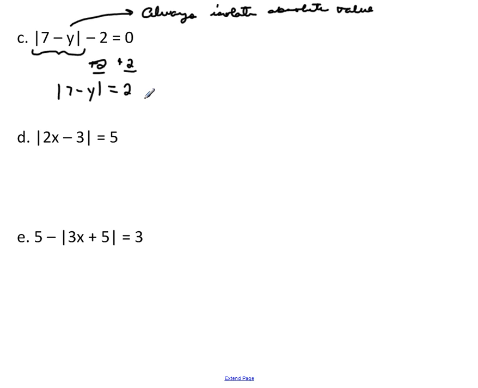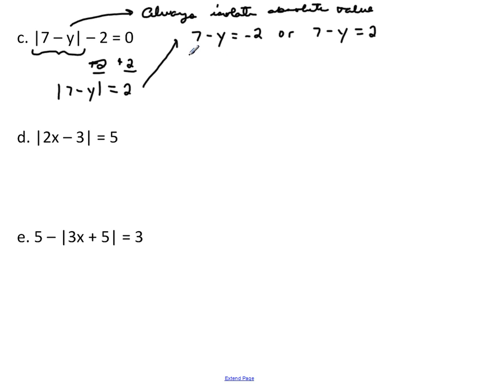Well, now this is a simple absolute value equation, much of the same that we use. So we apply our rule. We take whatever's inside the absolute value bracket and set it equal to either the negative of the number on the other side. So 7 minus y is equal to negative 2, or take the quantity inside those brackets and set it equal to the positive of the value on the other side. So we set it equal to positive 2 here.